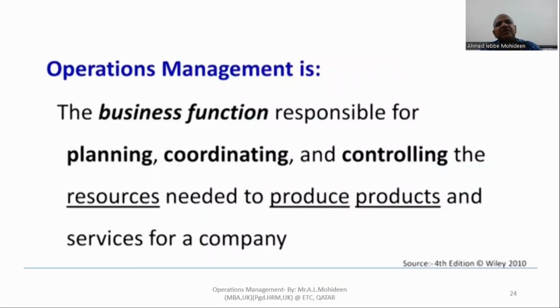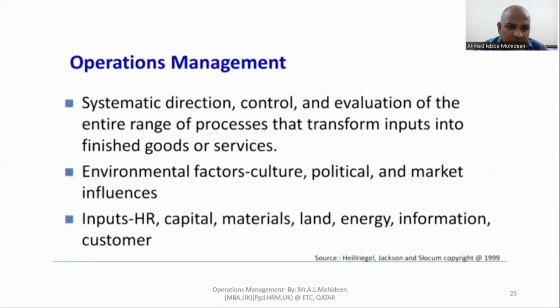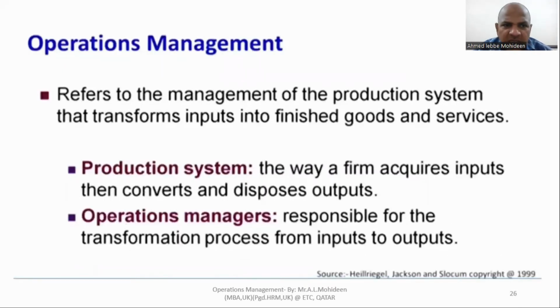Operation management is the business function responsible for planning and coordinating. You know already this one. And operation management is the systematic direction and controlling. It also refers to the management of the production system that transforms input into output. The production system is the way the firm or organization acquires input, then converts it into output. That is the production system.